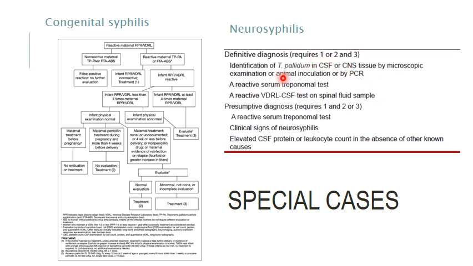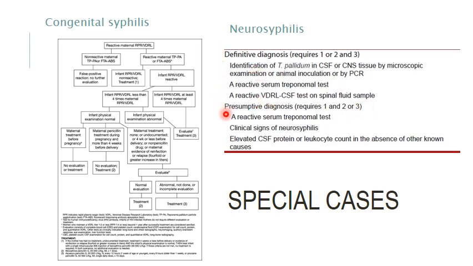Okay, so identification, this one here, the PCR or microscopic examination, has not been widely enough studied to be used as diagnosis alone. You must still do that VDRL. I suspect as this gets more widespread use that this will become the gold standard, but at this point VDRL-CSF is still considered gold standard. Okay, and that's for a definitive diagnosis.